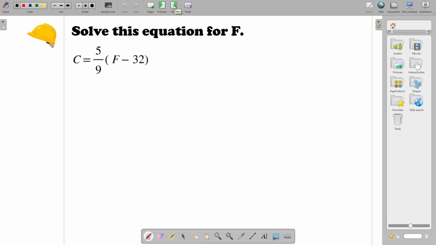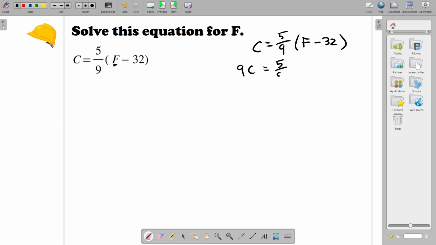Let's take a look at this equation. We want to get f isolated by itself. So I'm going to take C equals 5/9 times F minus 32. I like to get rid of fractions. I do that by multiplying both sides by the common denominator, which in this case is 9.